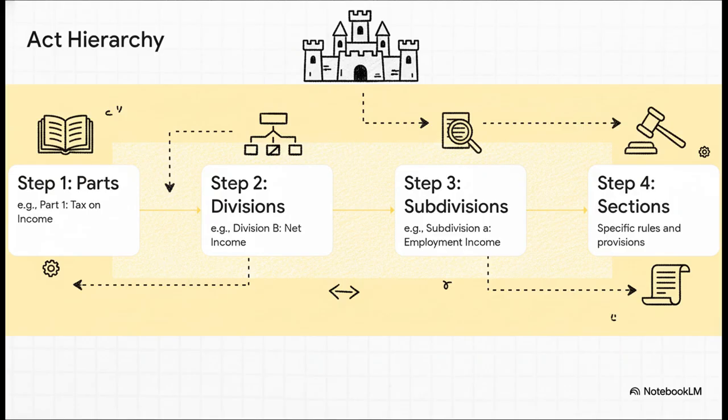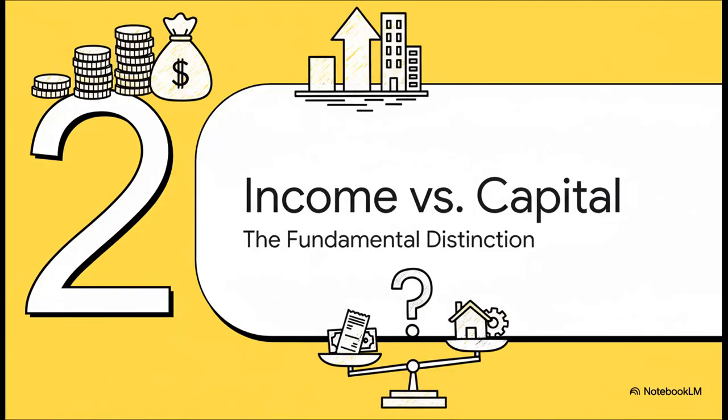Think of it as a funnel. At the top, you have these broad parts, like Part 1, which deals with the main tax on income. Then it narrows down into divisions, then even further into subdivisions. Finally, you get to the most detailed level, the sections. This is where you find the specific rules and provisions we actually use. It's this hierarchy that helps us find our way through it all. Okay, so we've got the lay of the land.